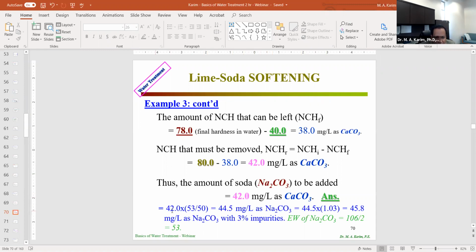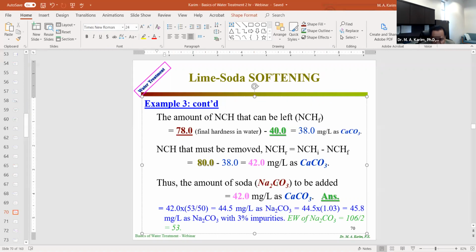That means we are converting it into sodium carbonate. So 42 times 53 by 50. 53 is the equivalent weight of sodium carbonate, and 50 is the equivalent weight of calcium carbonate. So basically, we get 44.5 milligram per liter. If we have 3% impurities, then it would be almost 46 milligram per liter as sodium carbonate with 3% impurities. The equivalent weight of sodium carbonate is 106 by 2, equal to 53. That's how I got 53 here. So molecular weight divided by N, right? In this case, the N value is definitely 2 for sodium carbonate also, because we have 2 sodium here.